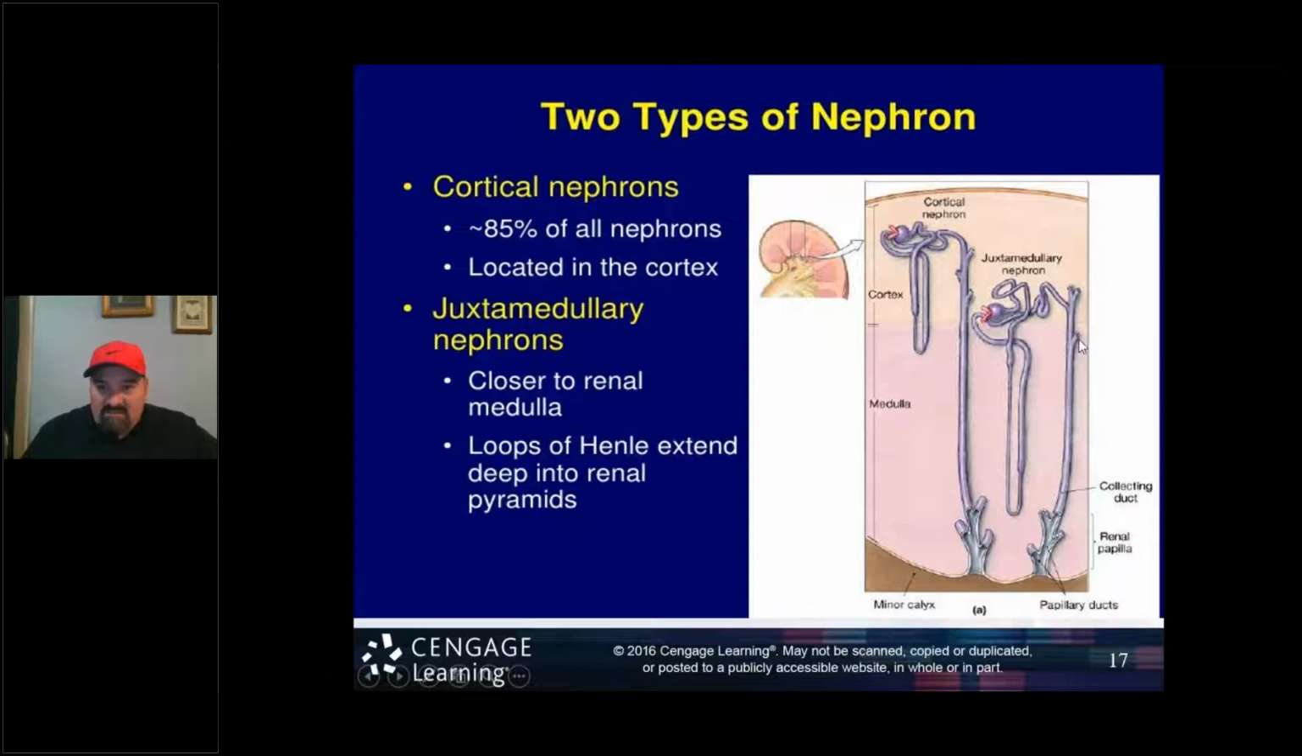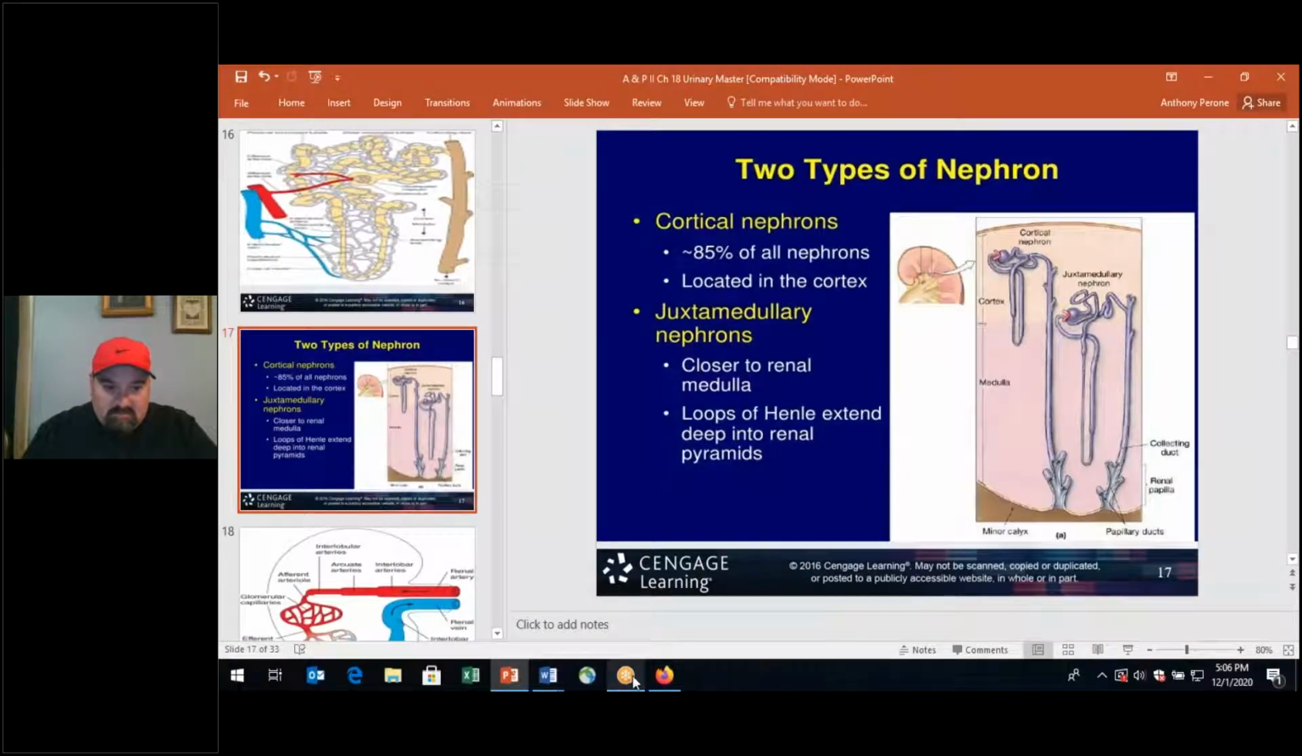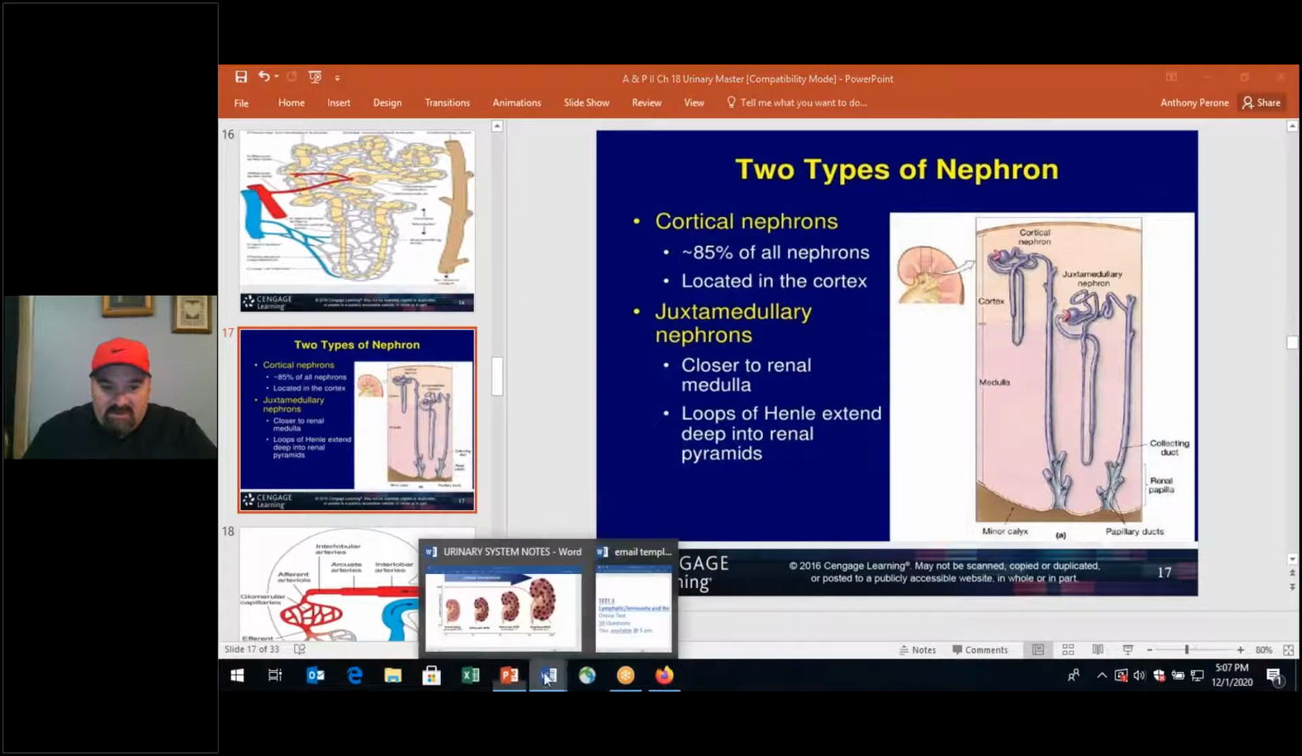You'll see that we have these collecting ducts, which take the urine and drain it out of the renal papillae into the minor calyx. So it's very important that these nephrons have the ability to do their functions.